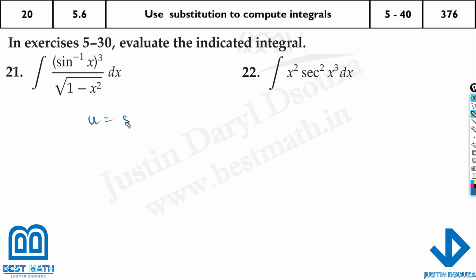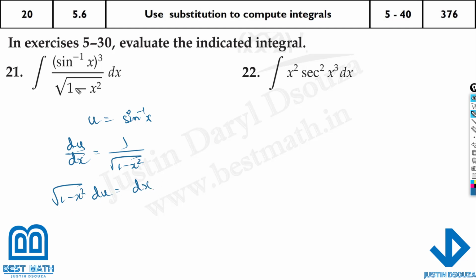If I assume u to be sine inverse x, what is du by dx? That is 1 by square root 1 minus x squared. To be very honest, I didn't have this identity in my mind, but when I looked at it, I remembered it. So that is how we do it. Now, let's rearrange this. Let me take dx to the other side and this to the other side. So it will be square root 1 minus x squared du is equal to dx.